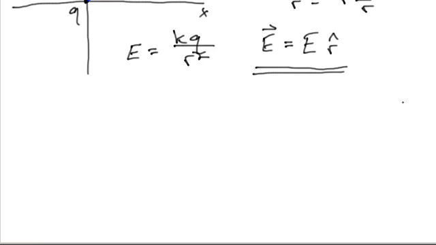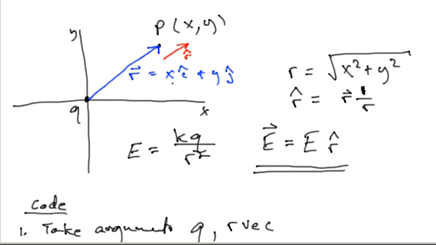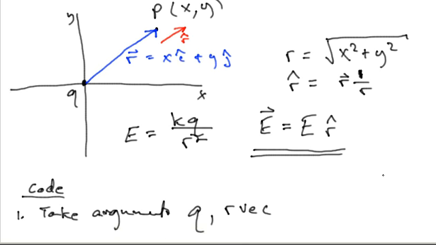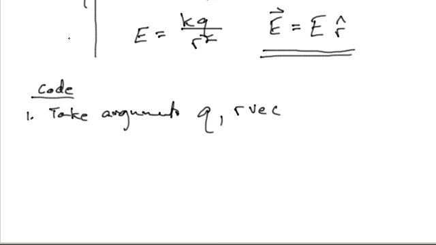So let's try to write out the code. So code 1, take arguments Q, and I'm going to call it rvec, which is really just it's got the x and the y, with the i and the j implied, so it's just going to be an x comma y. That's the second argument.